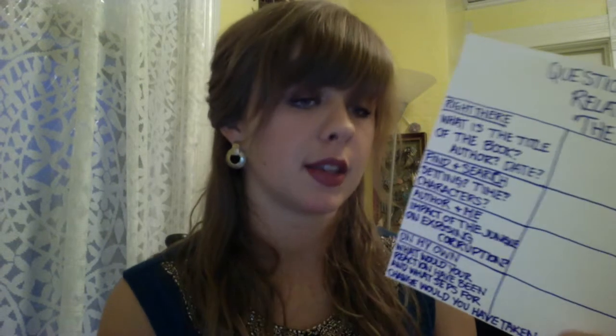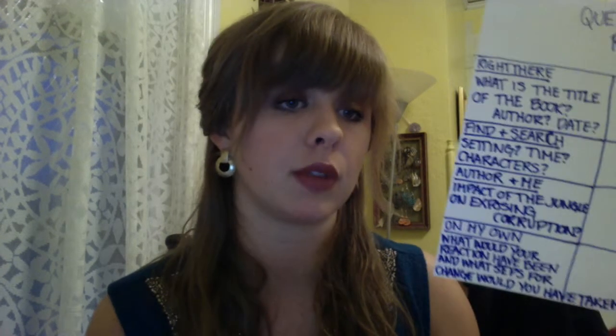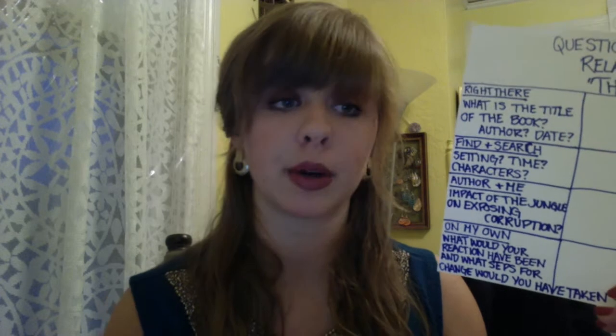Then there's the author and me section, which you're going to do after you're done reading. What was the impact of The Jungle on exposing corruption? You're not just going to find an easy answer for this in the text. You're really going to have to think about what you've been learning in the class, knowledge you acquired from the reading, to really figure out what the impact was of this book on the population of the United States and our food sanitation laws.